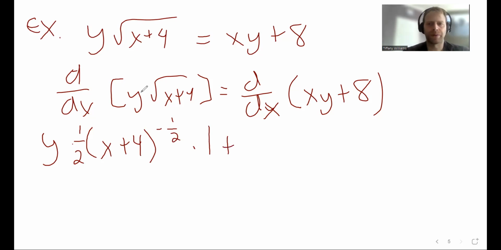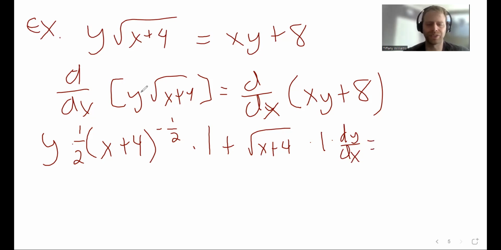Remember, that's only half the product rule. Then you rewrite the second, which is the square root of x plus 4, times the derivative of y, which is 1, times dy dx.